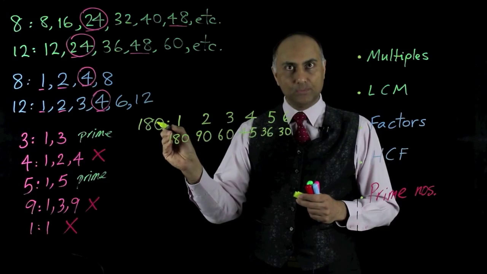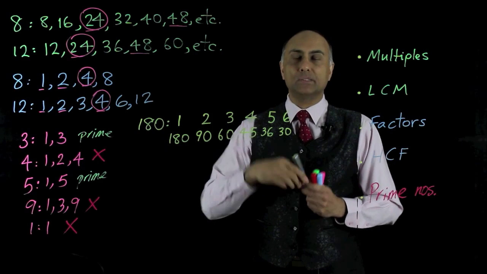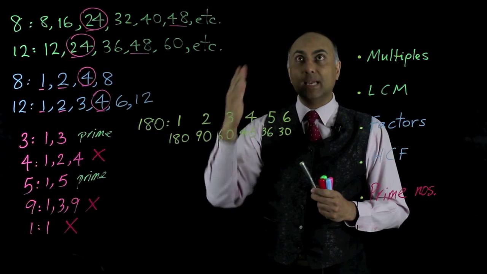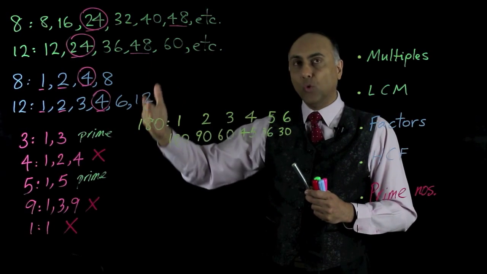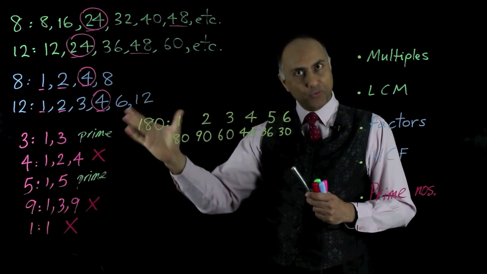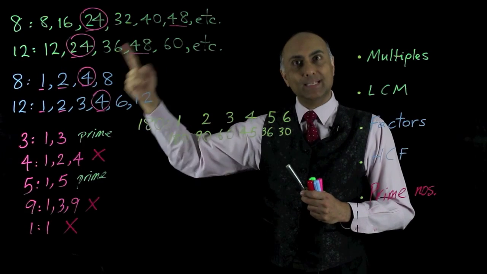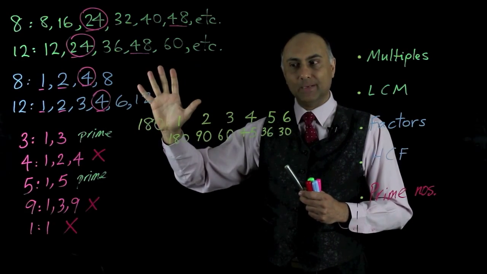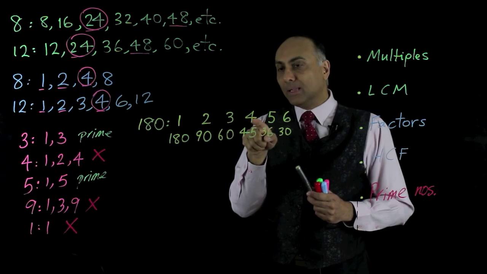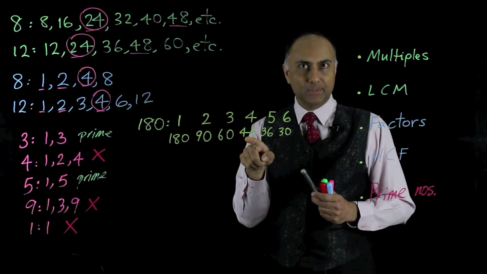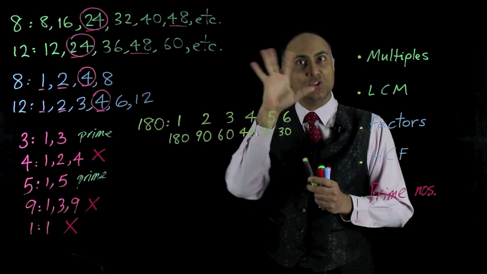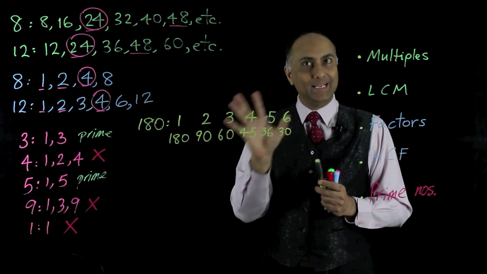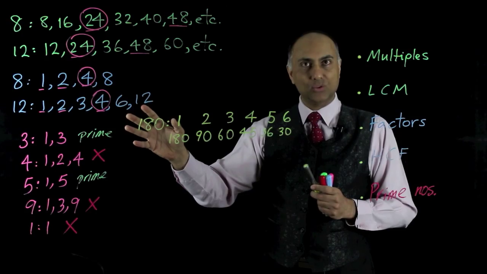7 doesn't go. An easy way to check that is to say, well, 7 times 10 is 70. Double that is 140, and that leaves a gap of 40, and 7 won't fit exactly into that gap. So 7 is eliminated. 8, well, 4 goes 45 times, so 8 will go half as many times, which would be 22.5, which is not a whole number. That means 8 does not fit exactly into 180.